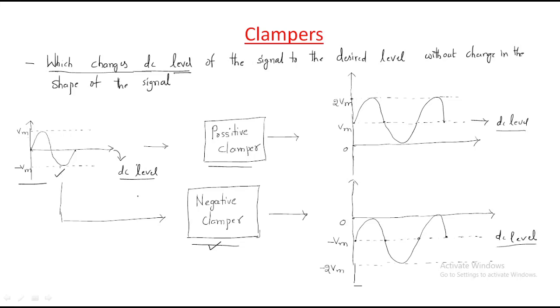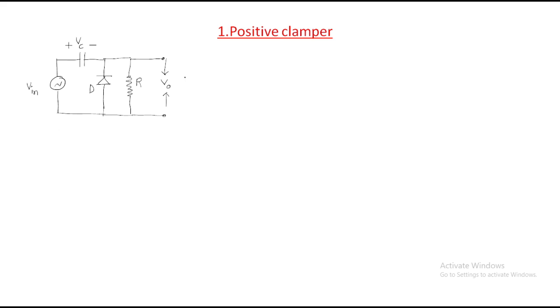In order to understand the shifting of the DC level very clearly, first we will discuss the types of the clampers. So the first clamper, as the name itself says, is the positive clamper. In this positive clamper circuit diagram, this is the input voltage, and we are using a capacitor, a diode and a resistor. We are giving the input here and we are taking the output from the load.